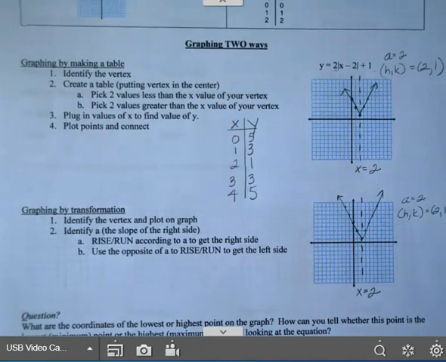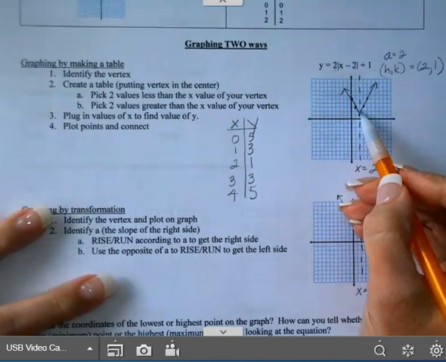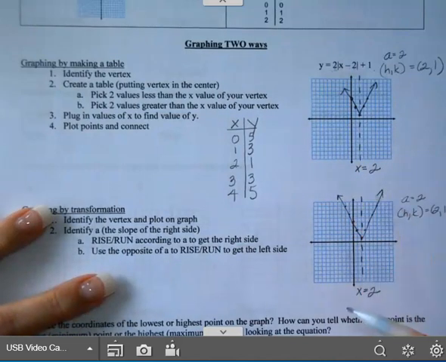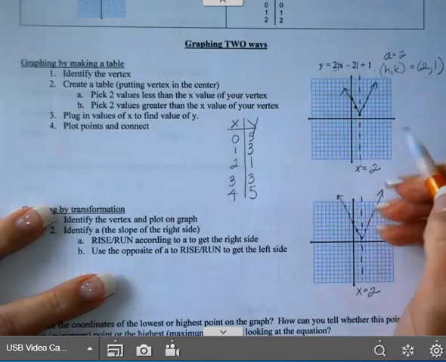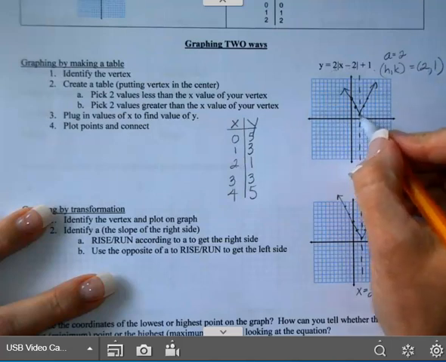For this problem, if I wanted to include domain and range, notice it goes left forever, right forever, so the domain would be negative infinity to positive infinity. And the lowest the y value goes is 1. So my range would be a bracket with a 1 to infinity.